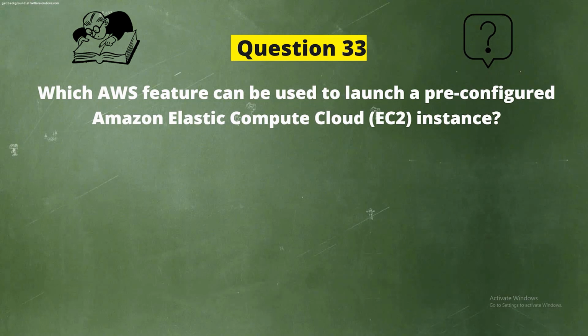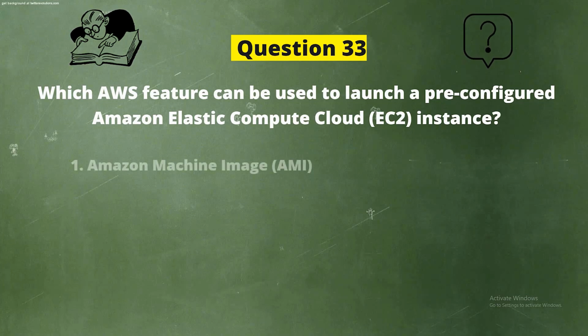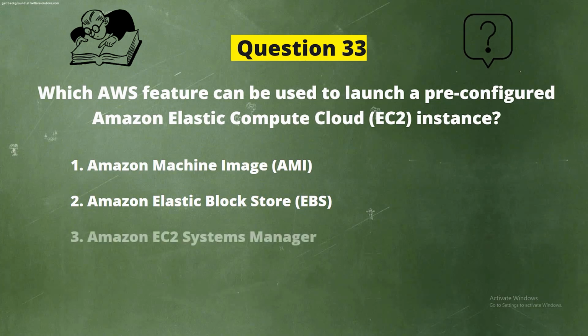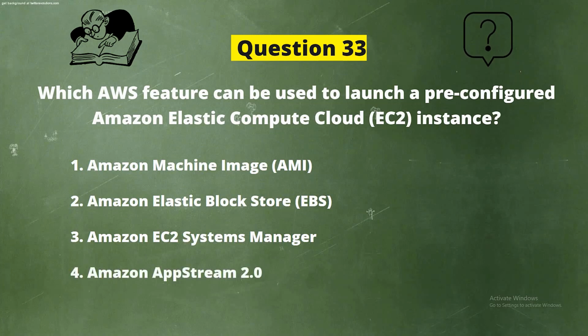Next question: which AWS feature can be used to launch a pre-configured Amazon Elastic Compute Cloud, EC2, instance? And the options are: Option 1. Amazon Machine Image, AMI. Option 2. Amazon Elastic Block Store, EBS. Option 3. Amazon EC2 Systems Manager. Option 4. Amazon AppStream 2.0.